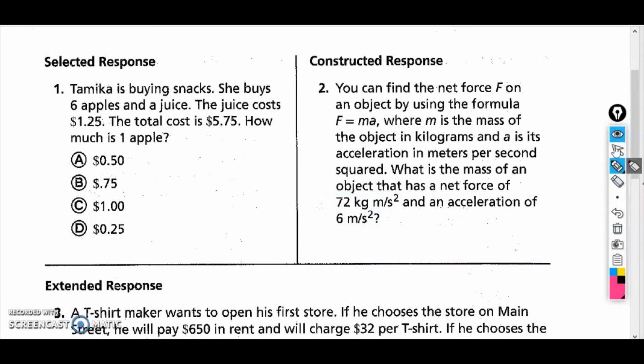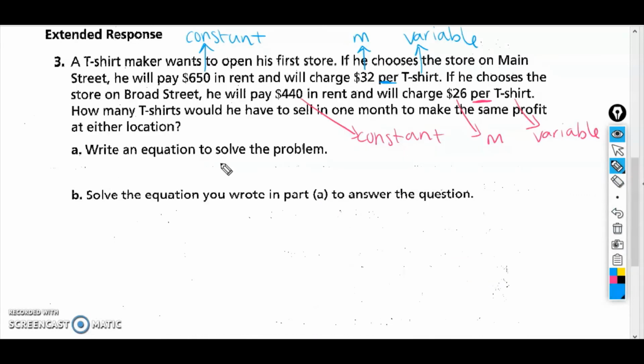Let's look at number 3. Write an equation to solve the problem. So I know that he is paying $6.50. And he's actually losing that money, so it's going to be negative because he's paying out of his pocket $6.50. But he's earning $32 for every shirt. So I'm going to add 32 for every shirt.